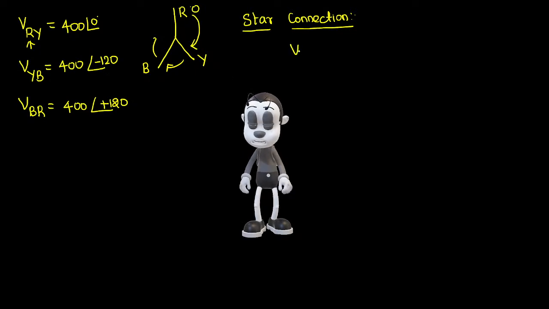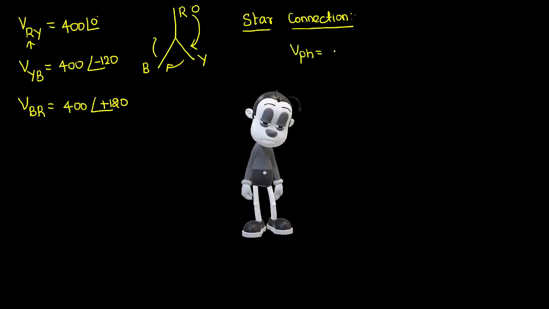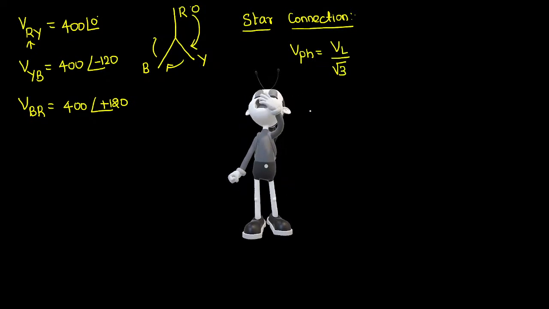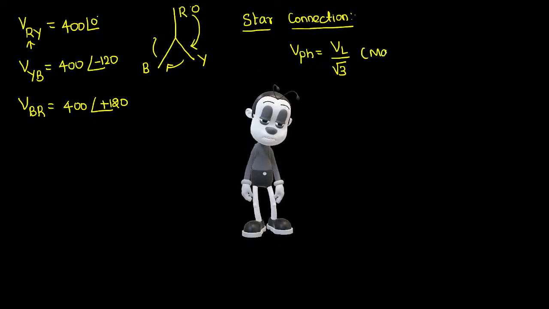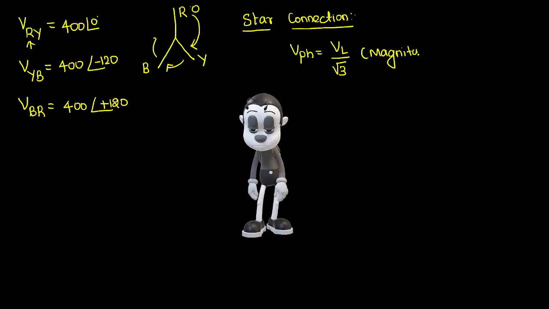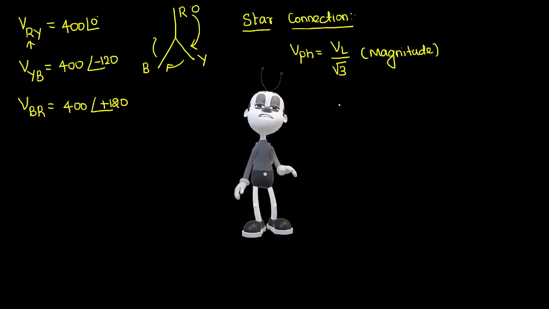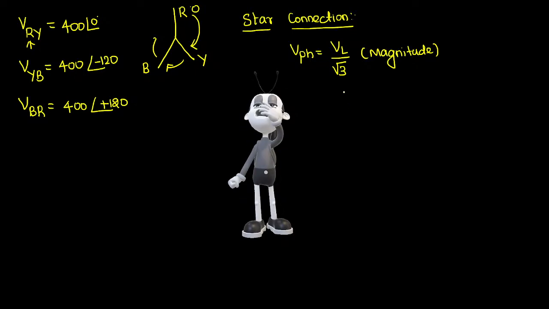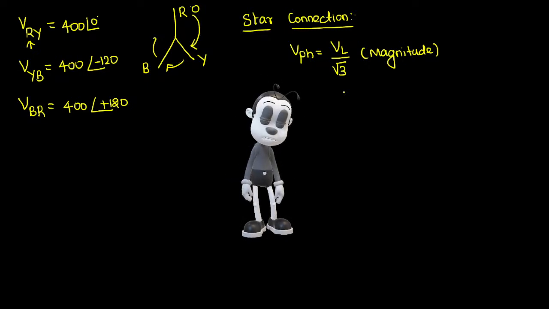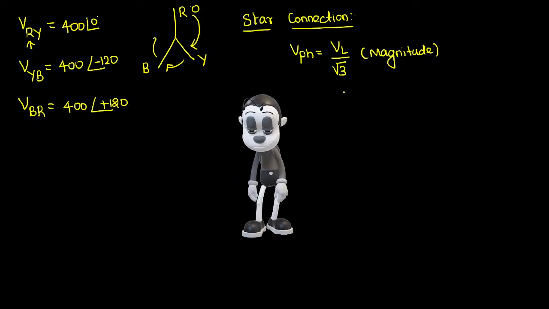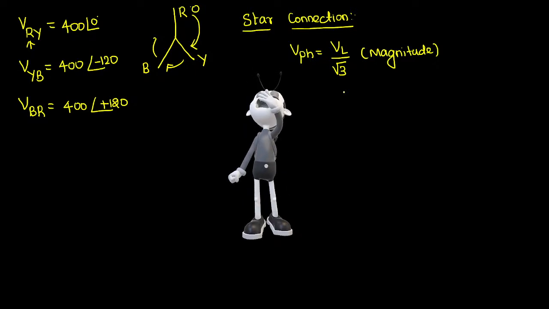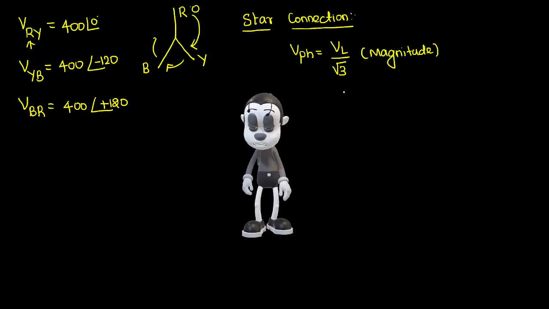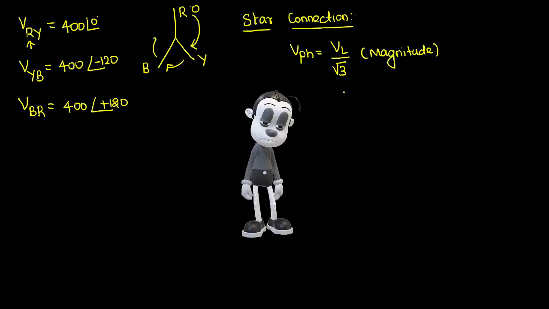First of all, the relation between phase voltage and line voltage in case of star connection: phase voltage will be line voltage upon root 3. This is the first one, and I am talking only about magnitude. Let us discuss the phase angle difference. Do you remember, yesterday I raised one small question for you all? Can you drop your answer in the comment section? What is the phase angle difference between phase voltage and line voltage in case of star connection?